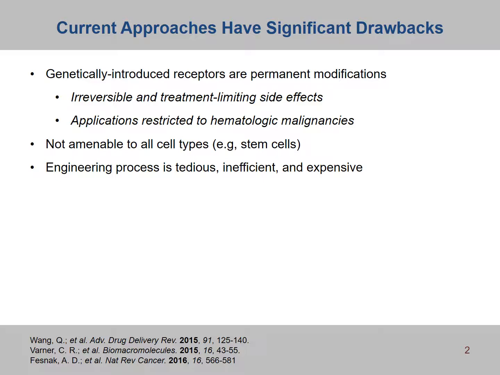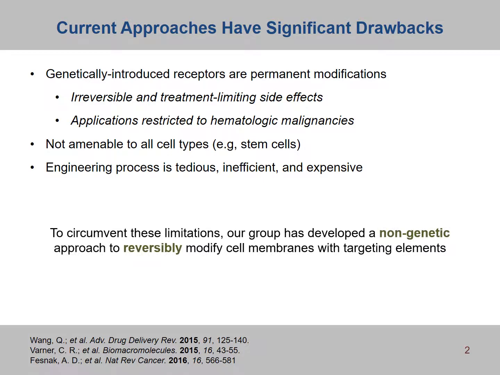For instance, the permanence of the expressed receptor leads to severe side effects, and this has so far restricted the use of CAR T cells to hematologic malignancies. Furthermore, not all cell types, such as stem cells, are amenable to the genetic engineering needed to introduce the receptor. Finally, the engineering process is tedious, inefficient, and relatively expensive.